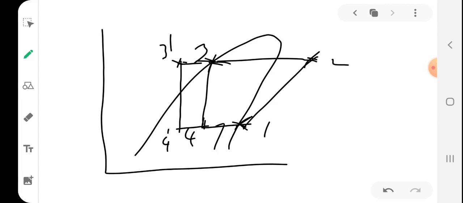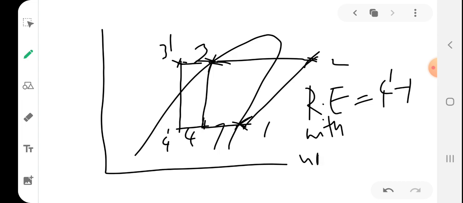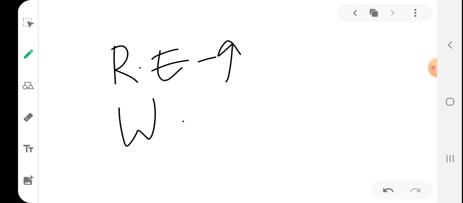Now here in case of undercooling, the refrigeration effect is 4 dash to 1, right? With undercooling, the refrigeration effect is increased compared to before. So there is no change in work. Work is the same.